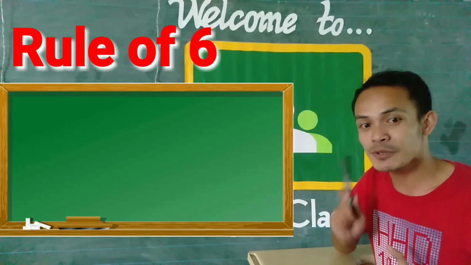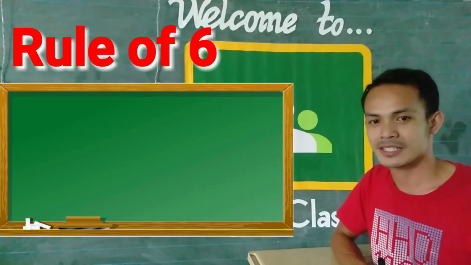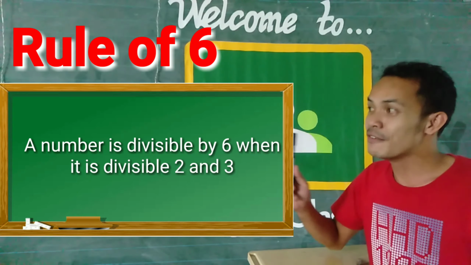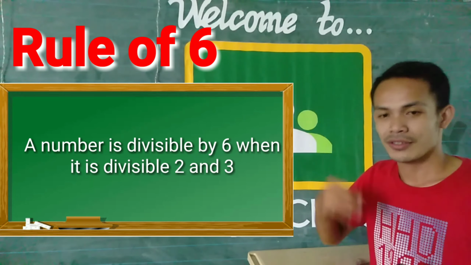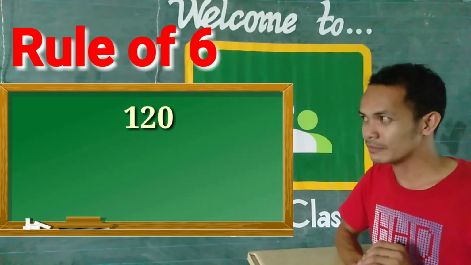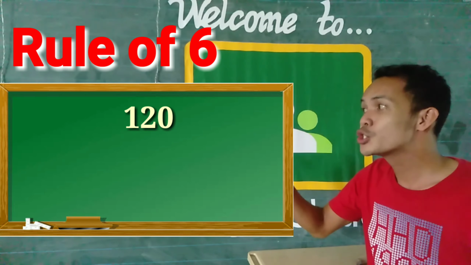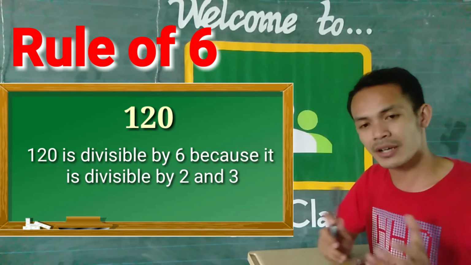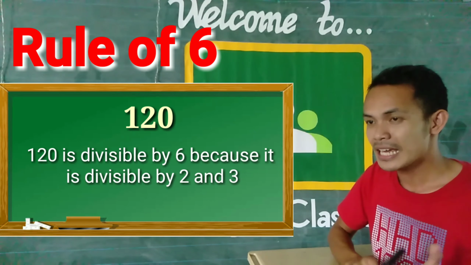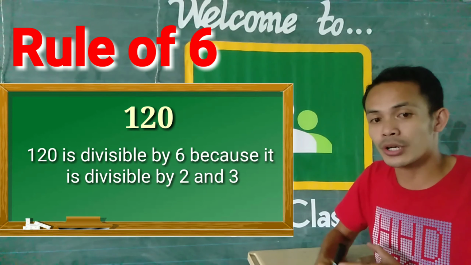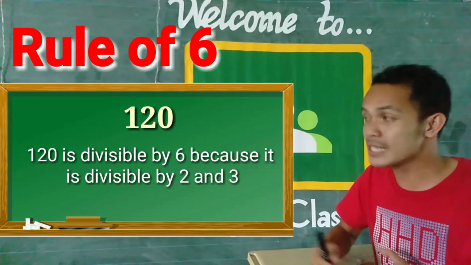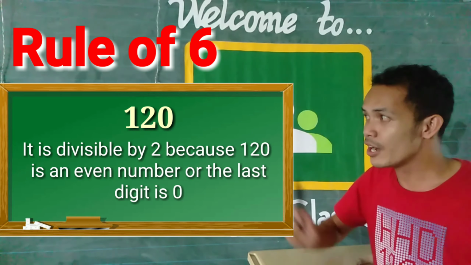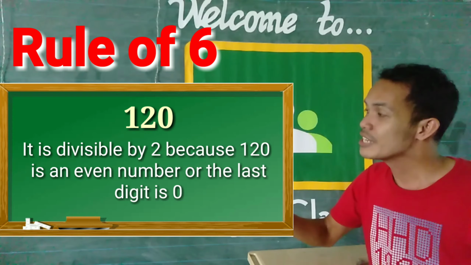And let's proceed to the rule of 6. A number is divisible by 6 if it is divisible by 2 and 3. Example, 120. 120 is divisible by 6 because 120 is an even number, or 120 is divisible by 2 because the last digit of 120 is 0.